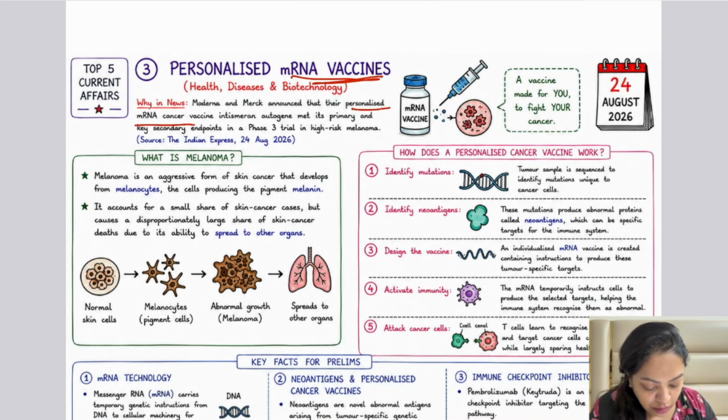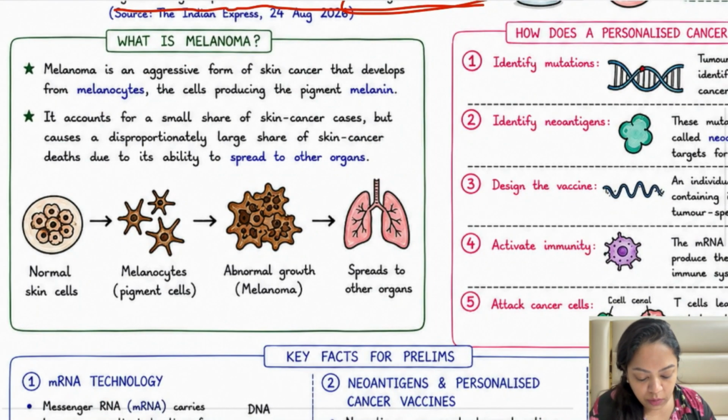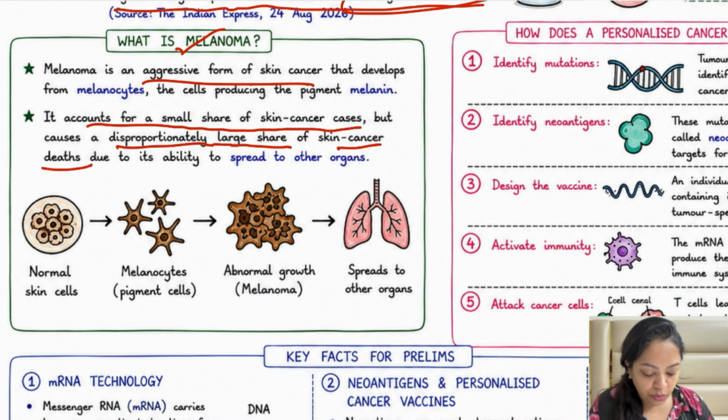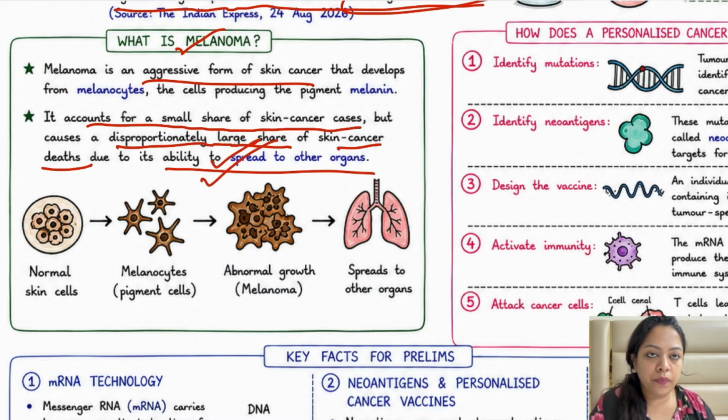Personalized mRNA vaccine met its primary and secondary endpoints in the phase 3 trials in high risk melanoma. So you should know what is melanoma. It is an aggressive form of skin cancer. It accounts for a small share of skin cancer cases but causes a disproportionately large share of skin cancer deaths. The main issue is that it has the ability of spreading to other organs.